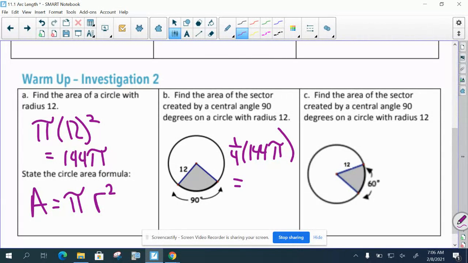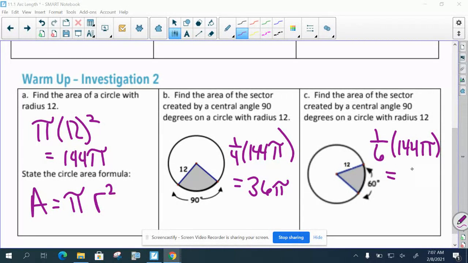Let's see. I don't have my calculator handy with me. What is 144 divided by 4? 36. 36 pi. And then over here, same thing, 60 degrees would be 1/6 of the circle. So 1/6 of 144 pi. So 144 divided by 6 gives us 24 pi.